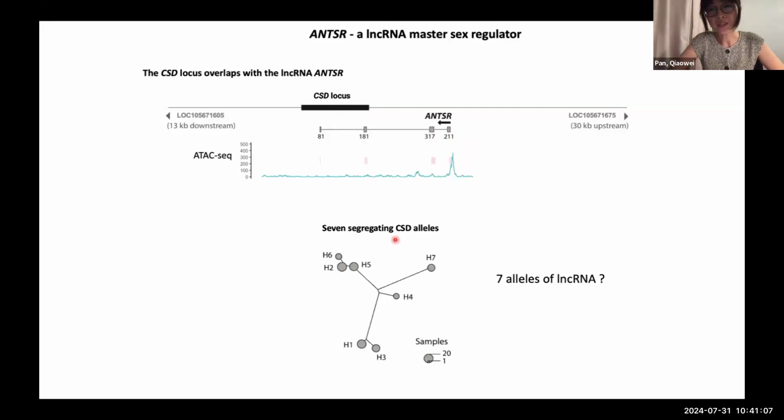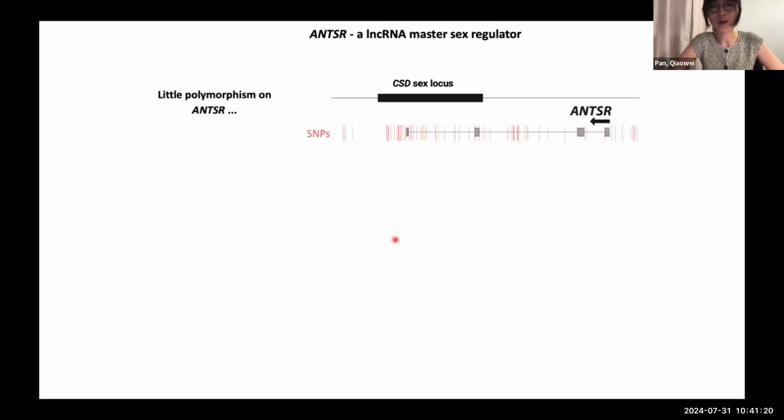So because we identified 7 alleles at the sex locus, we were initially also wondering whether we were going to find 7 different transcripts of the non-coding long RNA corresponding to each of the sex alleles. But again, we were surprised by the finding. We found very little polymorphism on the exons of the non-coding long RNA.